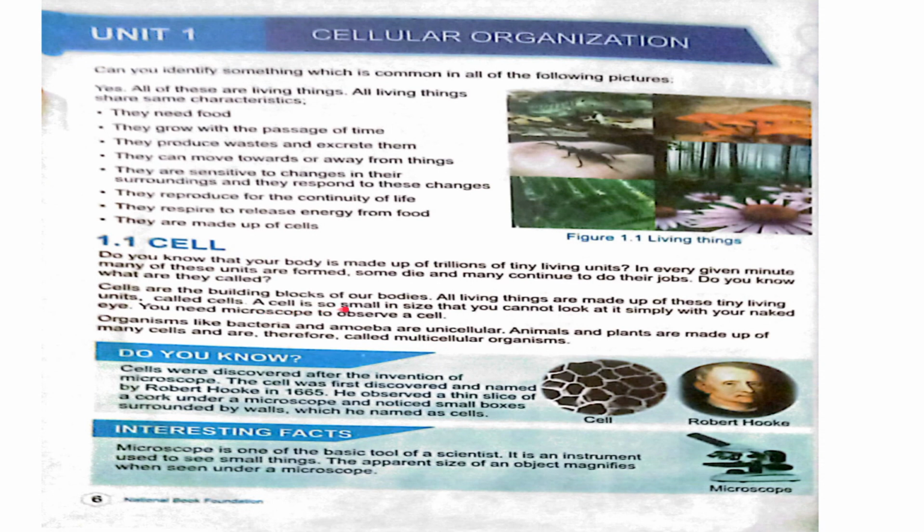A cell is so small in size that you cannot look at it simply with your naked eye. You need a microscope to observe a cell. Organisms like bacteria and amoeba are unicellular. Animals and plants are made up of many cells and are therefore called multicellular organisms.